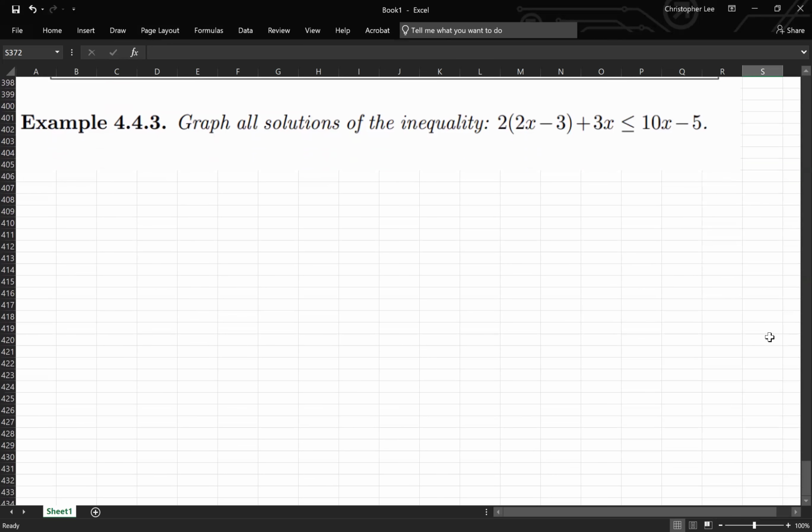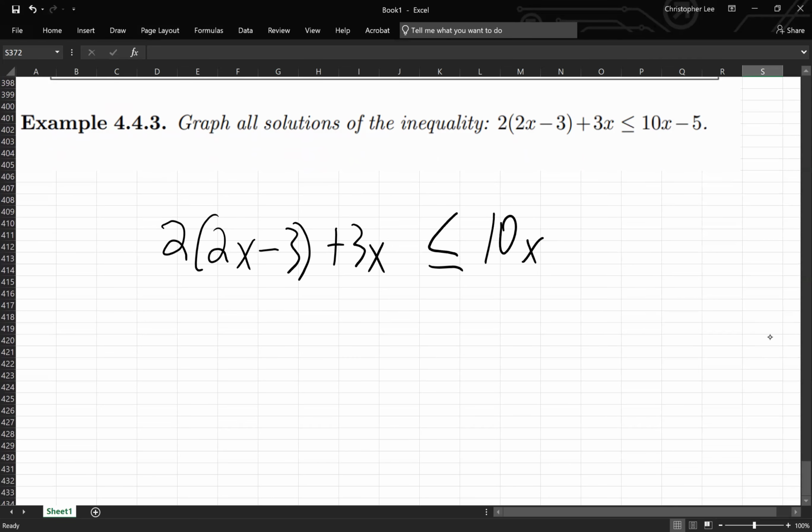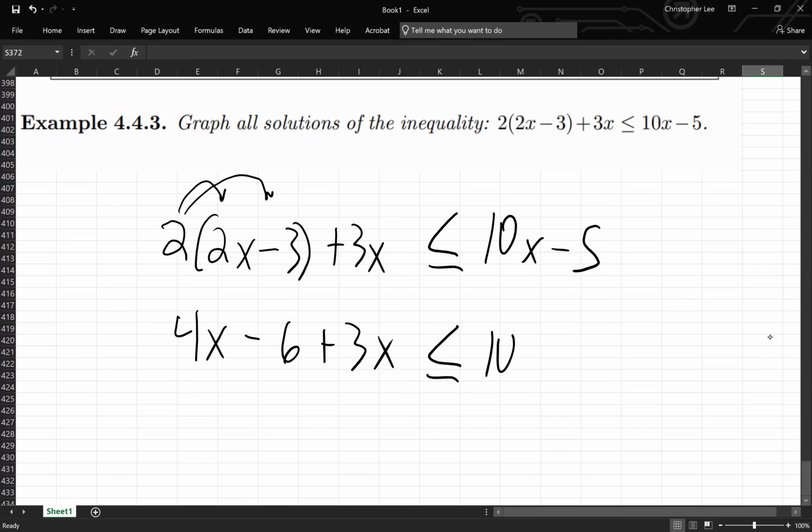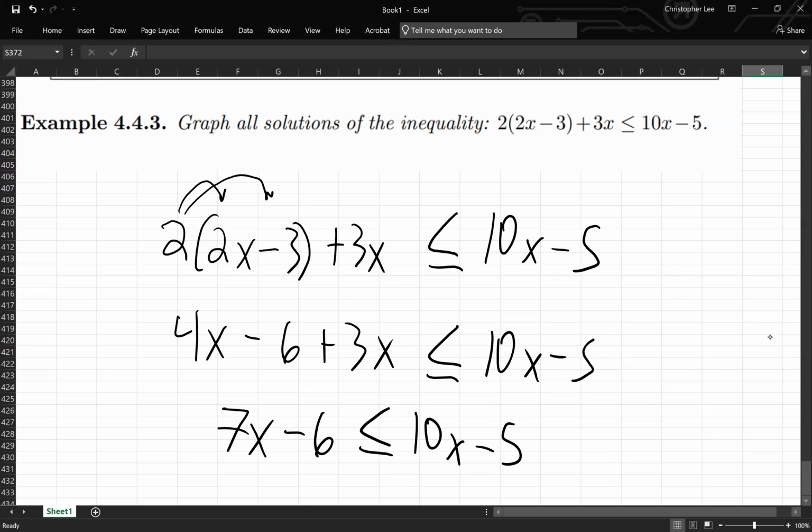Say we want to graph all the solutions of this inequality, right? Same kind of question, right? I have 2(x minus 3) plus 3x less than or equal to 10x minus 5. Same thing. Distribute gives me 4x minus 6 plus 3x less than or equal to 10x minus 5. Combine like terms, 7x minus 6 less than or equal to 10x minus 5, right?